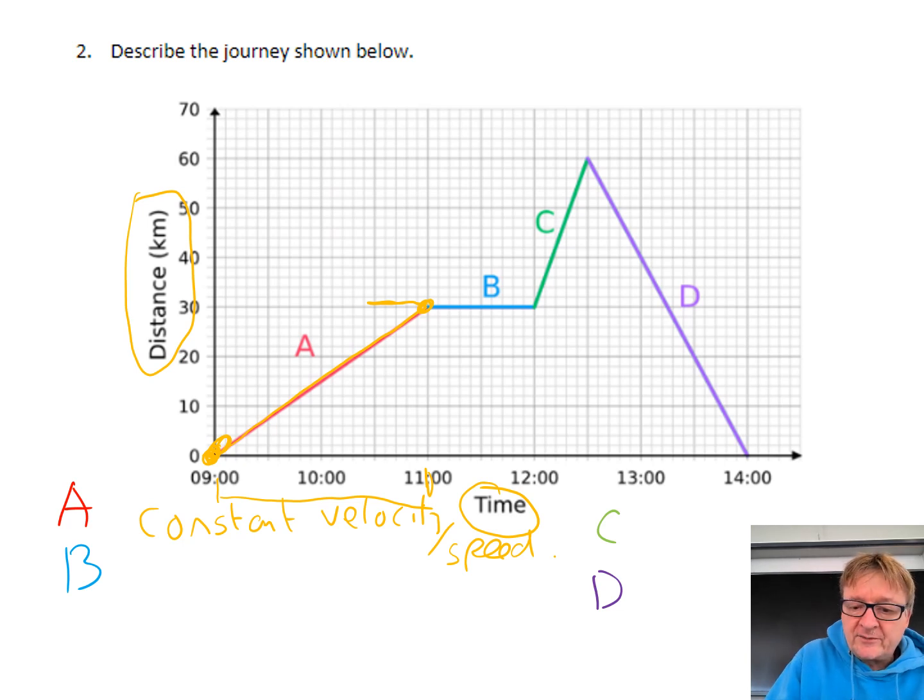B, right now, this is dead important. So if you get to B now, right, what you've got is you are 30 kilometres from where you started. And after an hour, you are now still 30 kilometres away. So therefore, what's your motion? Stationary.